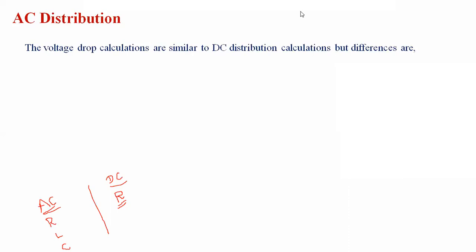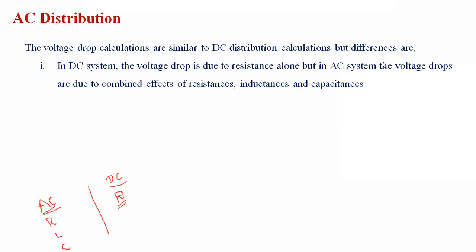Now, in the AC distribution system, the voltage drop is due to the effect of resistance. In the DC distribution system, the voltage drop is due to the resistance alone. But in the AC system, the voltage drop is affected by the combination of resistance, inductance, as well as capacitance. And one more thing, in the DC distribution system, the voltage drop is less and the efficiency is more, because due to the inductance and capacitance, a lot of problems take place. That is the Ferranti effect, proximity effect, spirality effect, skin effect.